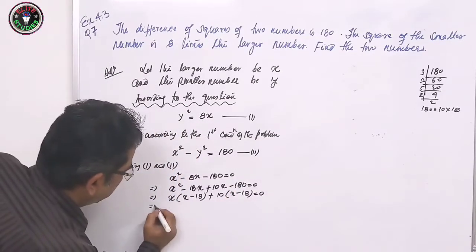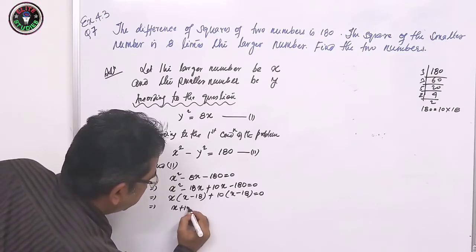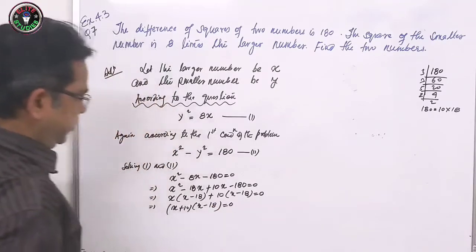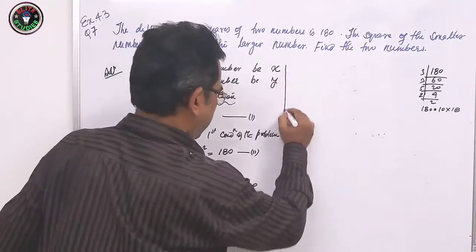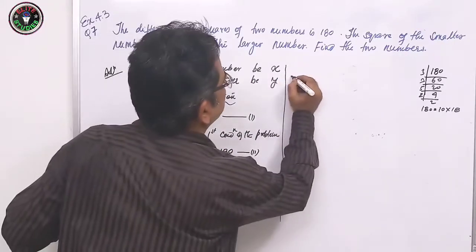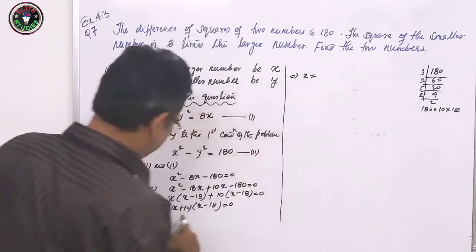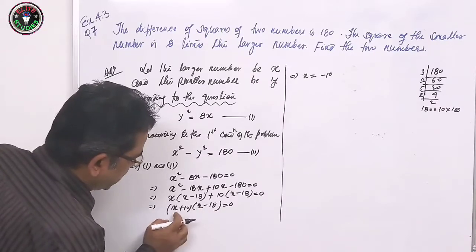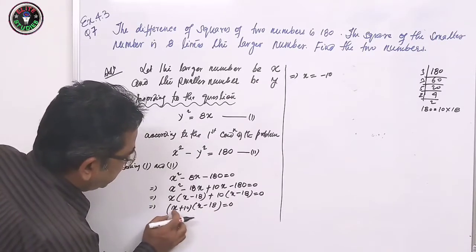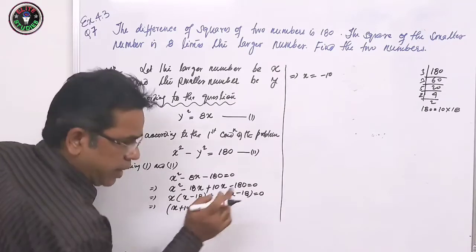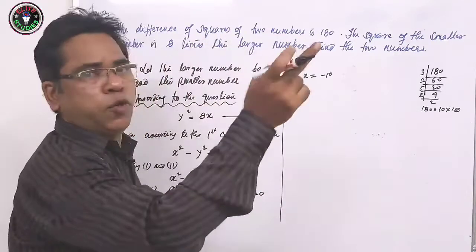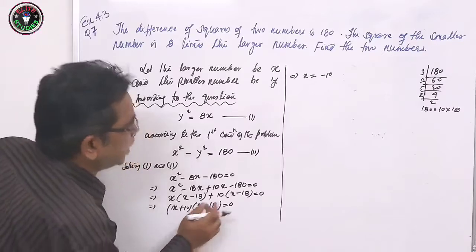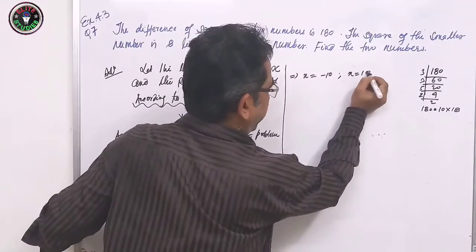Now what we got? Here we got x plus 10 and x minus 18 equal to 0. So it gives either x is equal to minus 10 or x is equal to 18, because either this will be 0 or that will be 0. If x plus 10 is 0, then x must be equal to minus 10. And if x minus 18 is 0, then x is equal to 18.